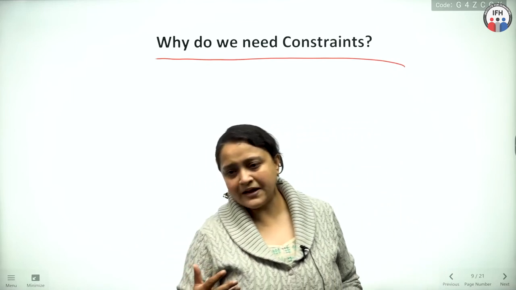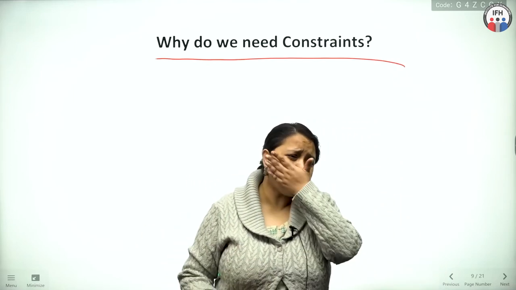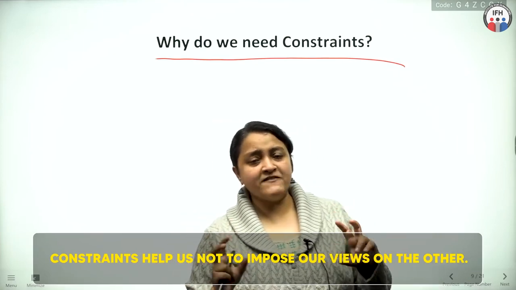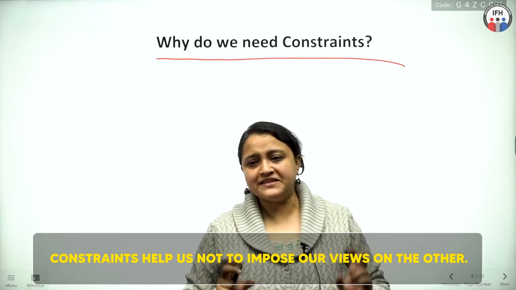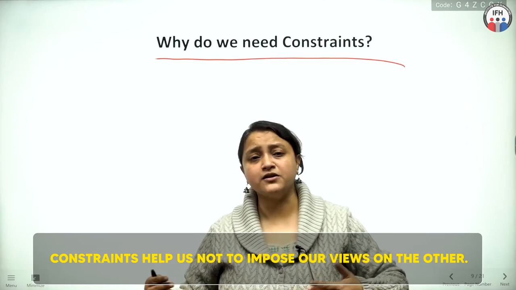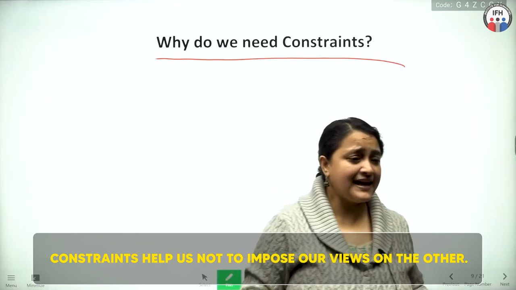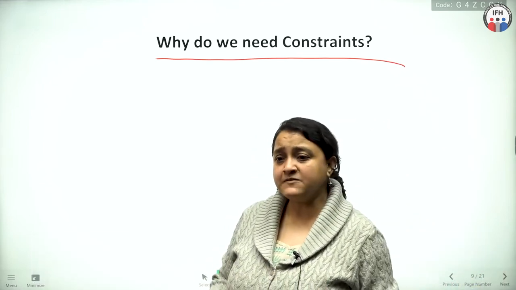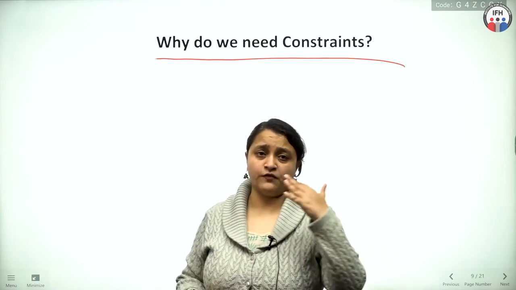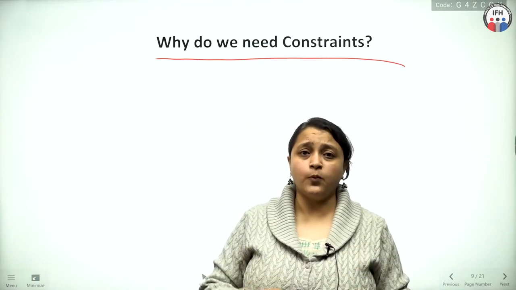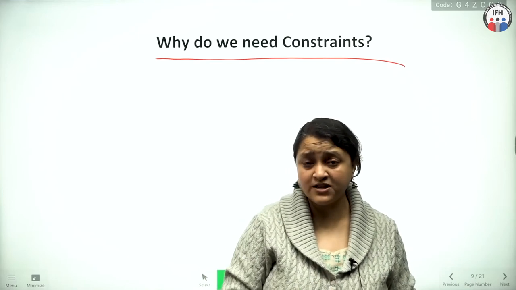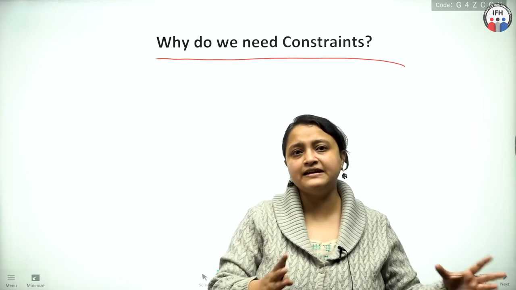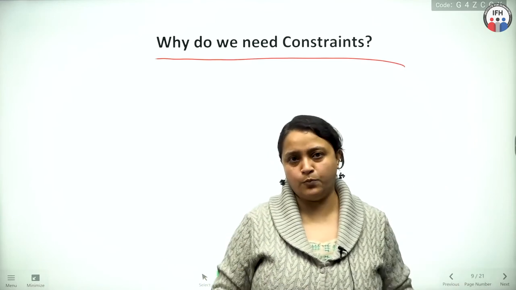The other reason that we need constraints is that human beings, independently, are very rational. But the problem is, with this rationality come other issues as well. We feel that the other person's rationality is inferior to ours, and sometimes we try to impose our own opinions on the other. So either we do it by force, we coerce the other person, or we publicly criticize that person until the person accepts our viewpoint.